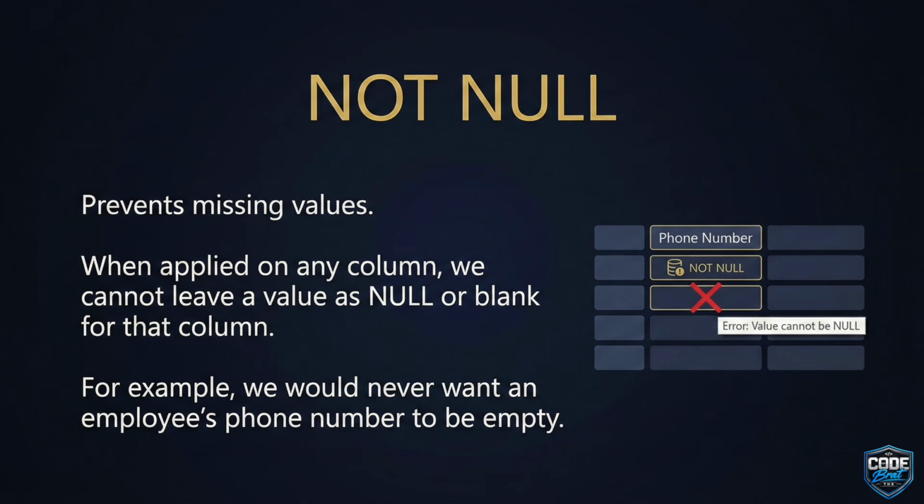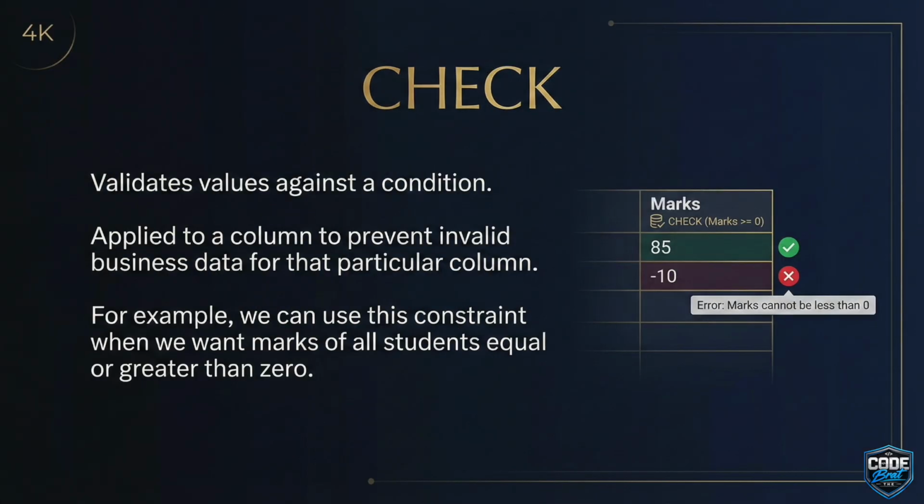When applied on any column, we cannot leave a value as null or blank for that particular column. For example, we would never want the phone number of an employee to be empty, so we will add this constraint to that column while creating the table. Second constraint is check. It validates values against a condition. It is applied to a column when we want to prevent invalid business data for that particular column. For example, we can use this constraint when we want marks of all students to be equal to or greater than 0.